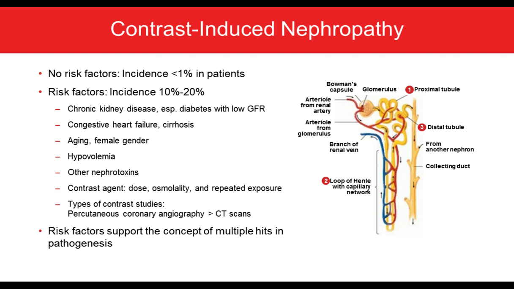Hypovolemia, again, you're dry, your volume is low, your blood flow to the kidney is already bad because of the neurohormones. So contrast on top of that, yes, you're going to have contrast-induced nephropathy. Other nephrotoxins, again, you're compromised already, and on top of that, you're having another nephrotoxin. And Dr. Prasad will go more into details on these other risk factors, how the increased risk factors give you higher incidence of contrast-induced nephropathy. But all these support the concept of multiple hits in the pathogenesis. Only one disease is not enough.